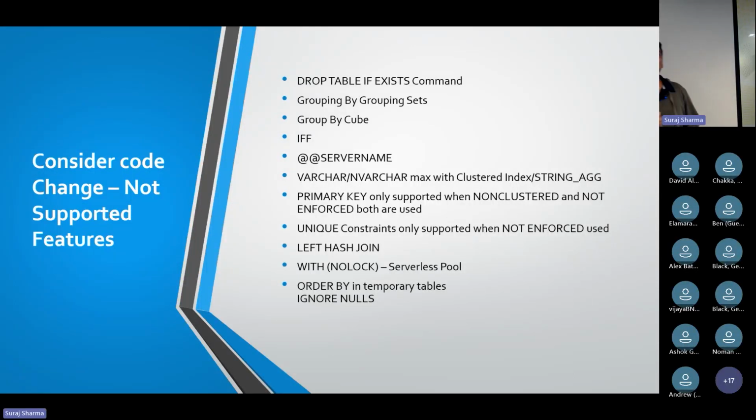So the workaround is to use an "if object ID exists" kind of thing to overcome this. Grouping by grouping sets, grouping by cube. If you have an if statement with @@SERVERNAME. If you have string aggregate functions and you put the data type varchar max, because you don't know the length of the column, that is not supported. Primary key is supported but it's not enforced. Unique constraints are supported but not enforced.